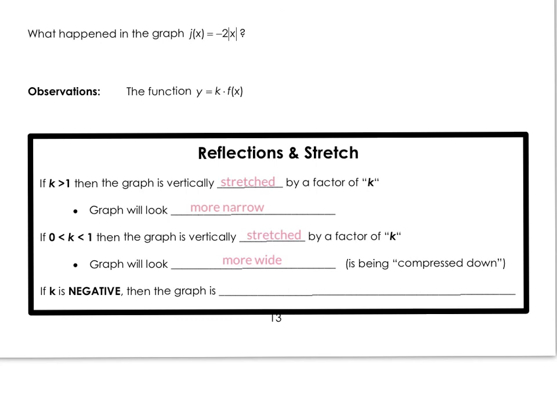And then if k is negative, that's always going to mean that the graph is reflected over the x-axis.